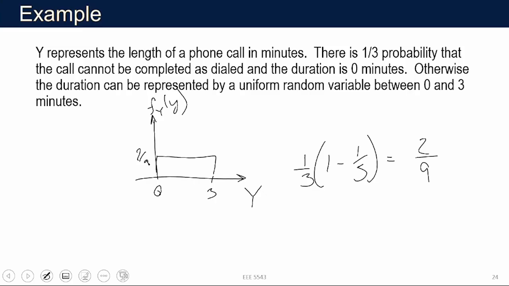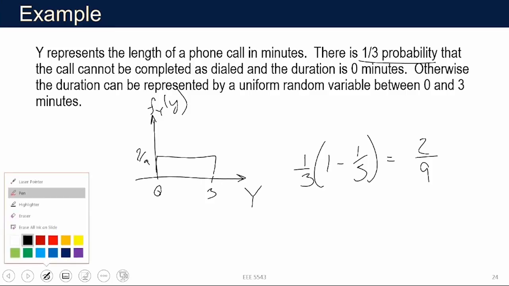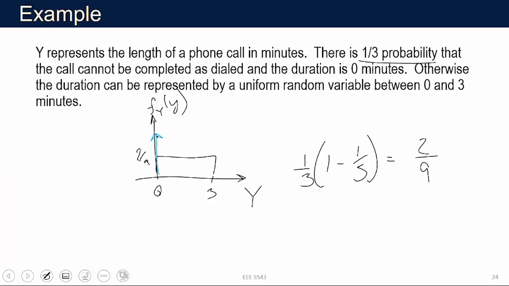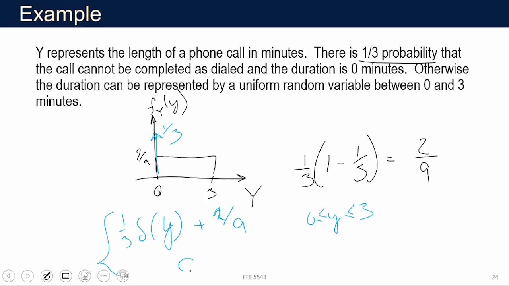So then this is actually 2/9, because with the probability of 1/3, we do not make a phone call. So what happens with the rest of that 1/3 probability? Well, that is going to be equal to 0 minutes of our phone call length. Therefore, we need to add an impulse function of height 1/3 in order to represent this additional probability that our phone call was not made, and therefore we count it as being 0 minutes. So then we could represent this distribution using the delta function as well as the continuous part for y from 0 to 3 minutes. And of course, it will be 0 otherwise.